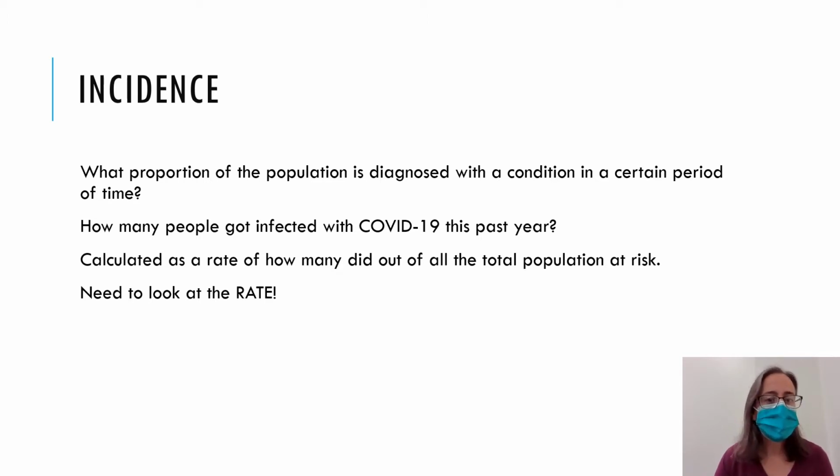So let's go through these one by one. Incidence: what proportion of the population is diagnosed with a condition in a certain period of time? For example, an incidence question would be, how many people got infected with COVID-19 this past year? We calculate that as a rate out of the total population at risk. And it's super important that we look at rates. Let me give you an example.